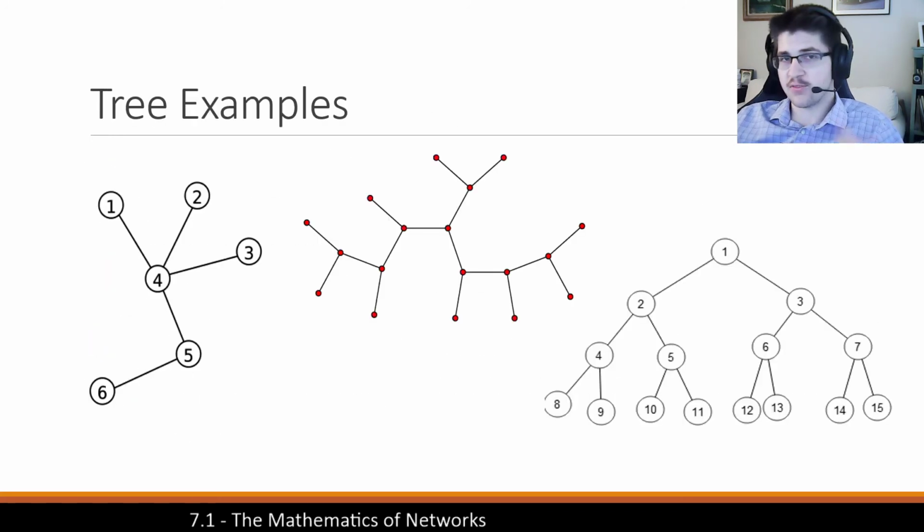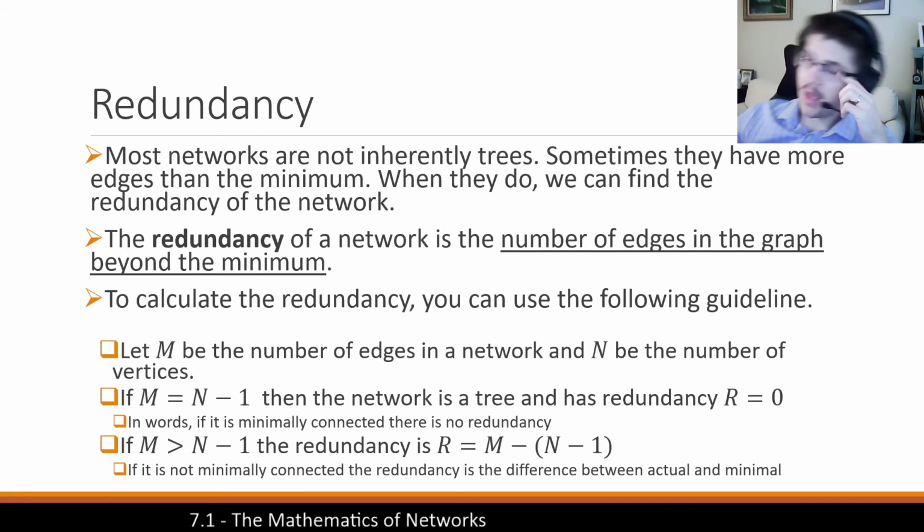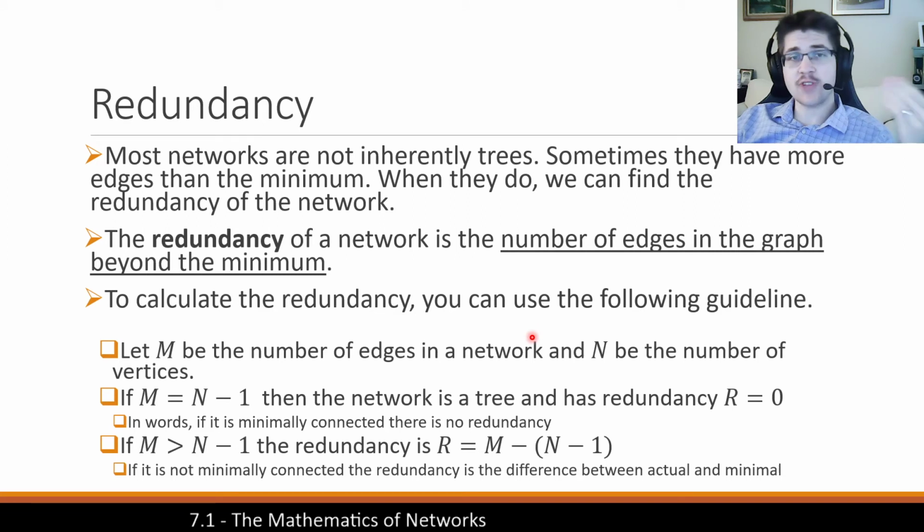Our goal is to actually find a minimally connected network because we want to be efficient with our construction of the power lines. And basically the term redundancy is how we refer to how many extra edges that graph has beyond being that of a tree. And I think that's the simplest way to think of this idea.